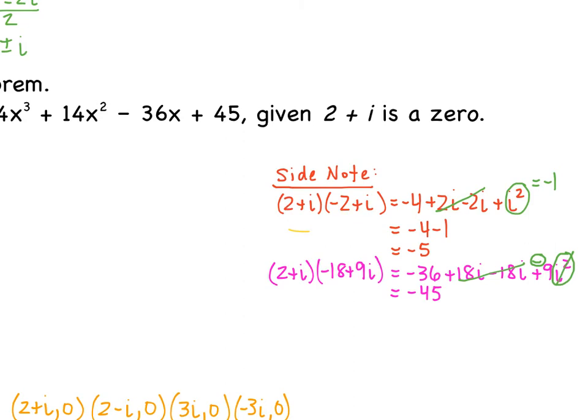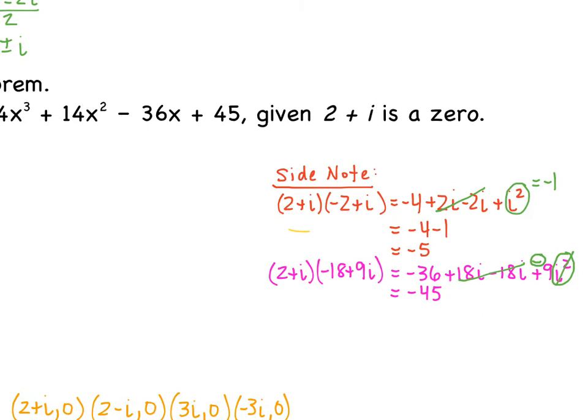So 2 times negative 2 is negative 4. 2 times i is 2i. i times negative 2 is negative 2i. And i times i is i squared. Remember, we talked about i squared: i squared becomes negative 1. The two i's cancel. We're really left with negative 4 minus 1, because this goes to a minus. So we get negative 5. It actually works out nicely.